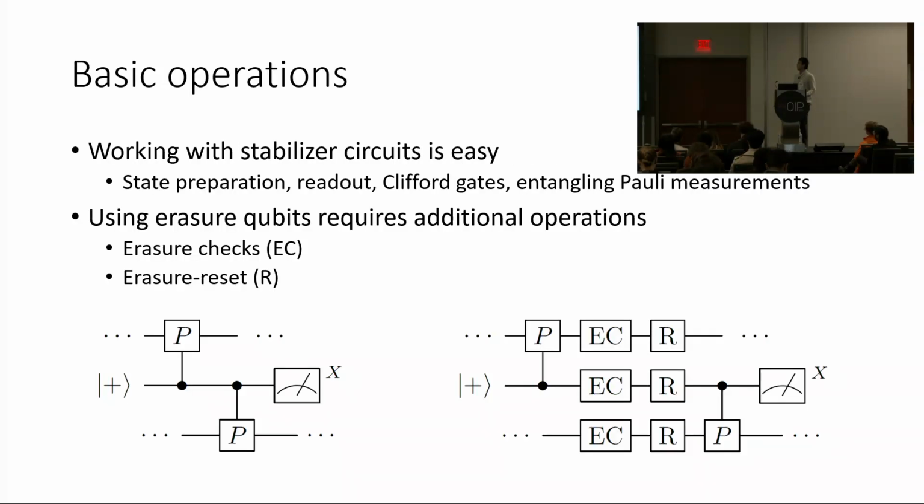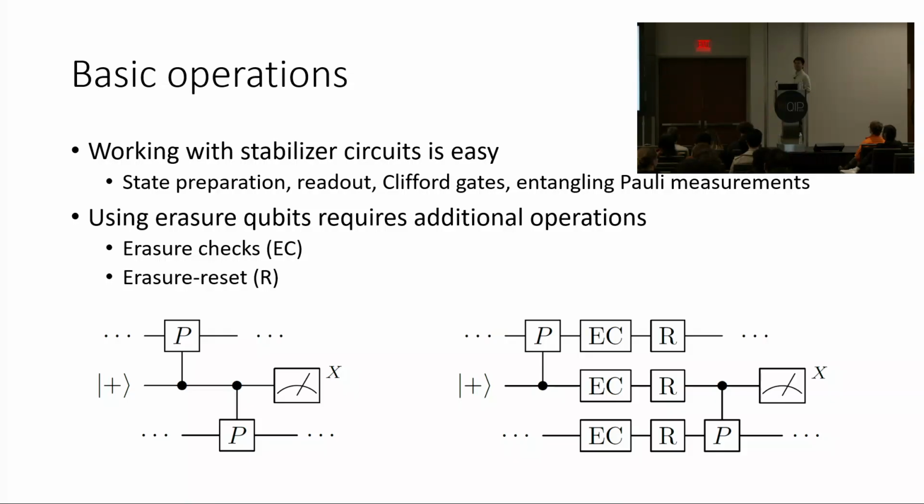When we work with stabilizer circuits, we specify different basic operations like state preparation or measurement in a Pauli basis. We have Clifford gates, so this is all very standard. But when we're working with erasure qubits, we need to include extra operations. One of them is erasure checks. We imagine that the erasure qubit is described by at least a 3-level system where we have the computational subspace and also an erasure subspace. Then this erasure check would perform a projective measurement telling us if the qubit has been erased or not. This will be denoted by EC.